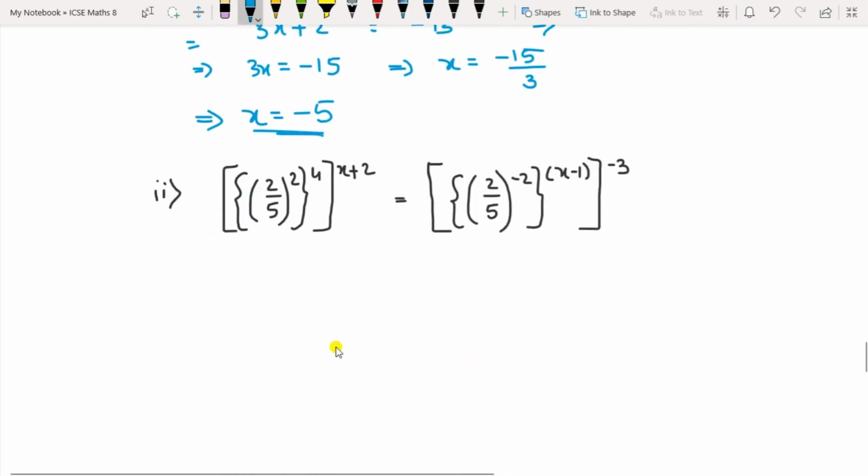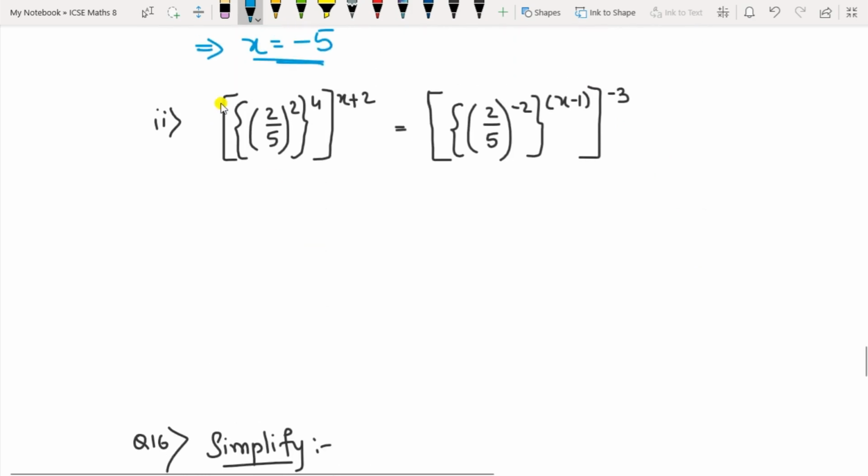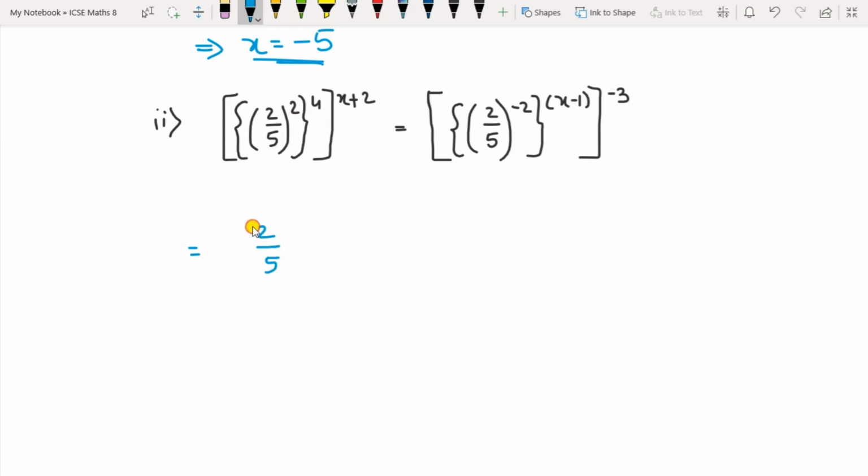Okay, the next one is similarly, so this one, the base are same here, you can see. So this is power to the power to the power, 3 times the power is there. So whatever you can multiply, first multiply that. So it is 2 upon 5. This is 4 2s are 8 and this bracket 8 and x plus 2 equal to 2 raised 2 upon 5. This is minus 2 and minus 3.